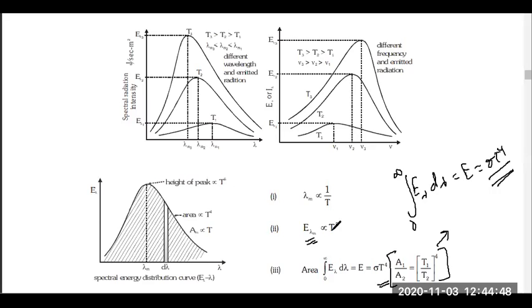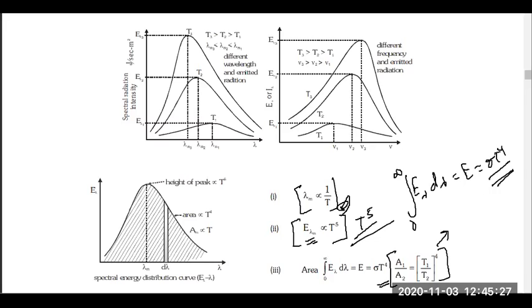So what you have to remember here is that the spectral emissive power is directly proportional to T to the power 5. Got it? Yes or no? This is something that you have to remember. And lambda is inversely proportional to T. This is from Wien's displacement law. So this topic is of low importance. You can just remember the formula. That's it.